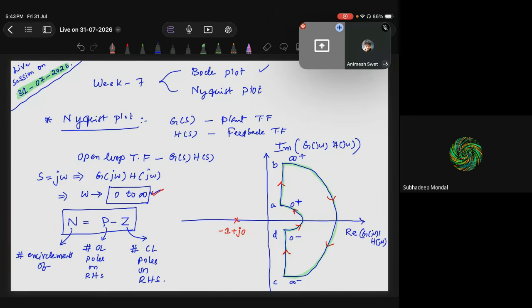Encirclements of -1 plus j0. Is this clear? So finally we will check this and decide the stability. So we say that the system is stable or not using this equation. Okay. So basically, what is our requirement for the system to become stable? What is our requirement? Can anyone tell me?